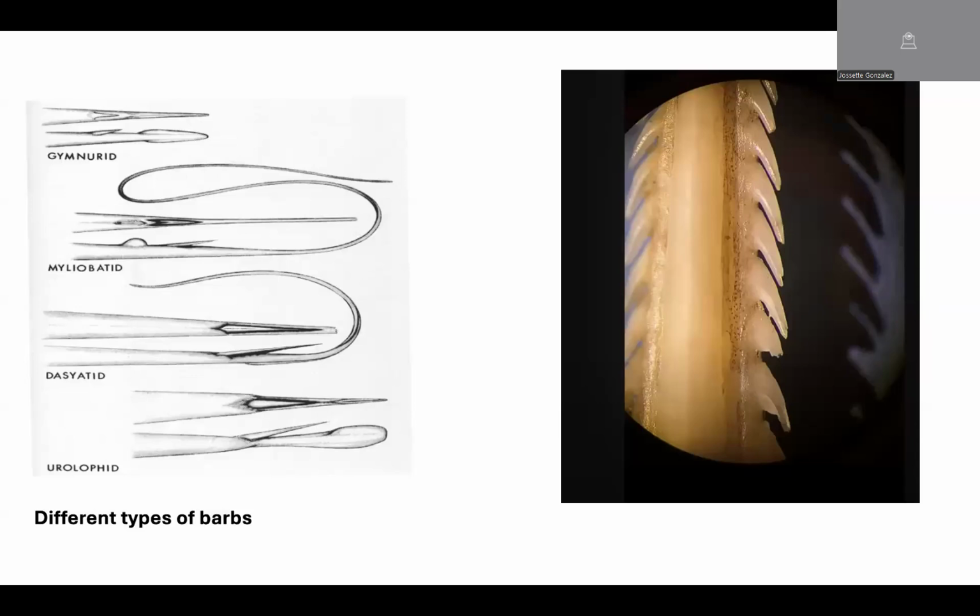Okay, so now we're going to talk about the different types of barbs. In the first illustration are different types of barbs from different ray families. First, let's start off with the Gymnuridae family. These are the butterfly rays. They typically don't have a traditional barb like a stingray does, which has a venomous spine. Instead, they have a small, sharp, and bony structure, typically a serrated spine that can be found on the pectoral fin.